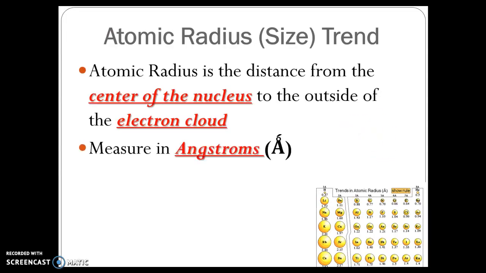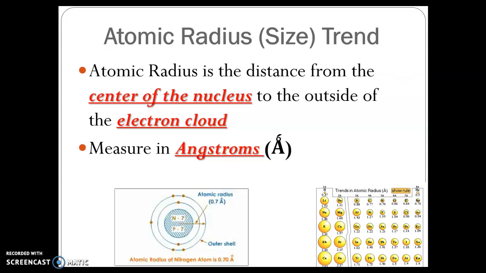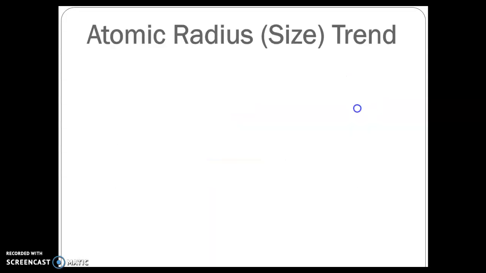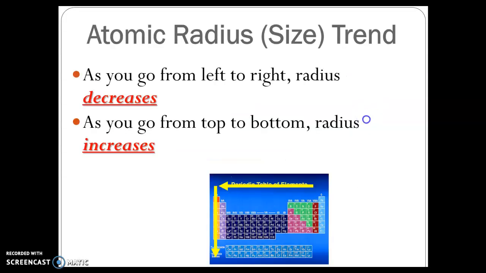All right, so there's a trend of atomic radius as well, the size. Atomic radius is the distance from the center of the nucleus to the outside of the electron cloud. It's measured in angstrom. All right, so pretty much the width of the atom. As you go from left to right, the radius decreases. All right, as you go from top to bottom, the radius increases.